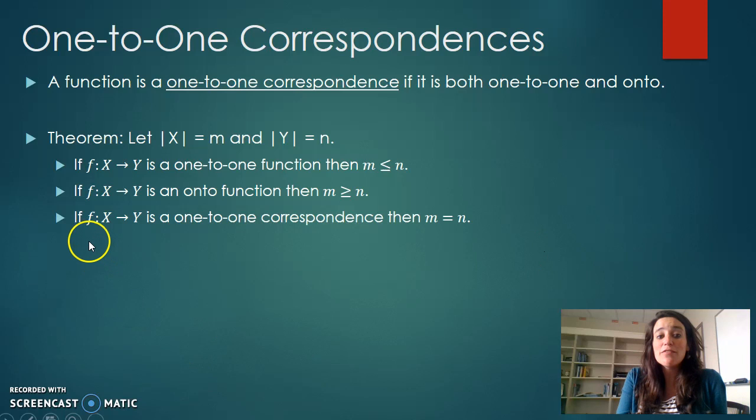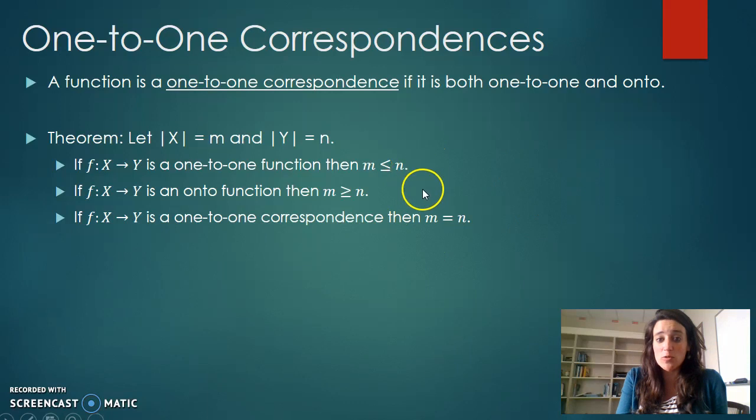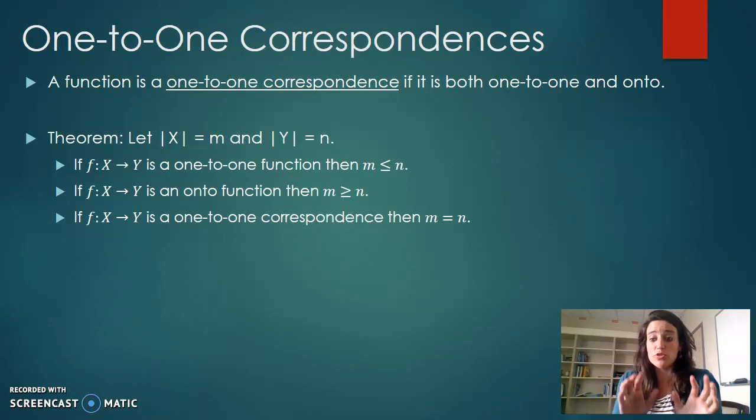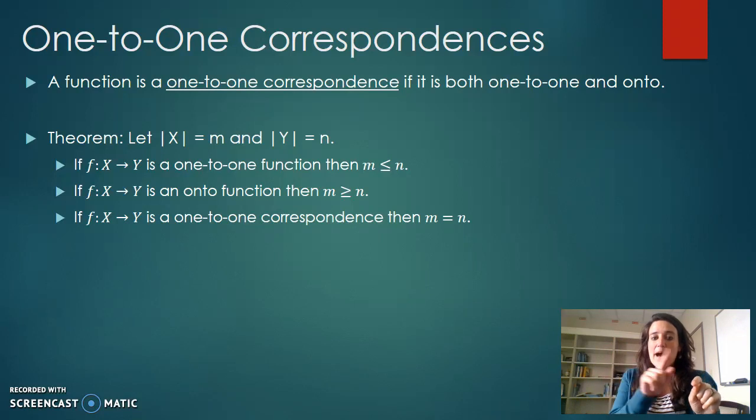This means if the function f that maps from X to Y is a one-to-one correspondence, so if it's both one-to-one and onto, then to satisfy both of these inequalities, we must see that m is equal to n. And I encourage you to draw some maps, the ones we used with the dots for the domain and the codomain and the circles, and try to map a one-to-one function, try to map an onto function, and make sense for yourself why the order of the domain and codomain must fit these rules.